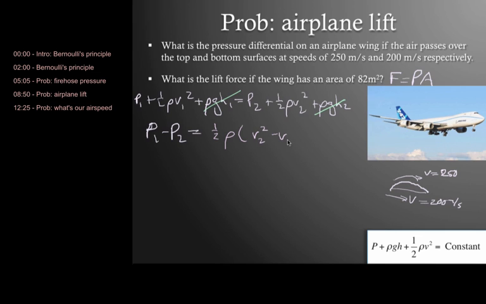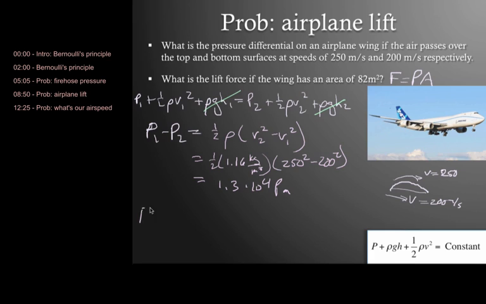V2 squared minus V1 squared. So this is going to be equal to 1/2, and then the rho here is not rho of water. It's going to be the rho of air, which is like 1.16. It depends on altitude. Here you're higher up, so this density is smaller, kilograms per cubic meter. And then now the difference in the squared velocities. So 250 squared minus 200 squared. And this is going to give you 1.3 times 10 to the 4th Pascal.